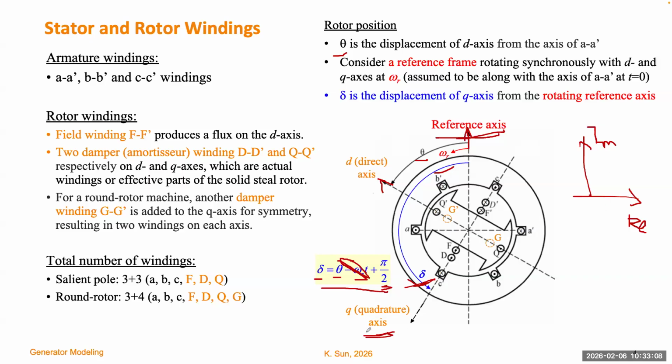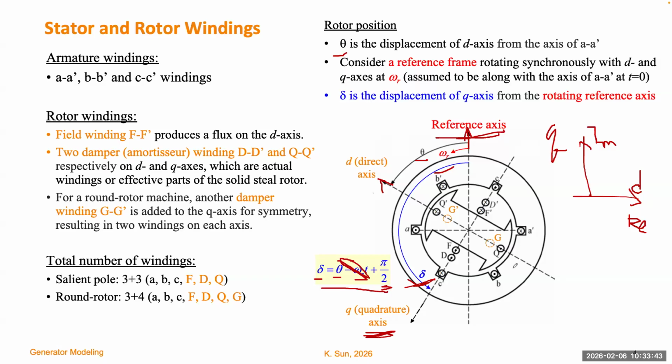So if we define delta to be the position of the Q axis, we make the imaginary axis to be Q and the real axis to be D, right? Q is leading D by 90 degrees. So you understand why it's more convenient to define Q to be leading D, not lagging D. If it's lagging D, all the quantities in the Q axis will have to have a negative sign, but it's not very convenient. Okay, so we'll come back to this phasor representation later.